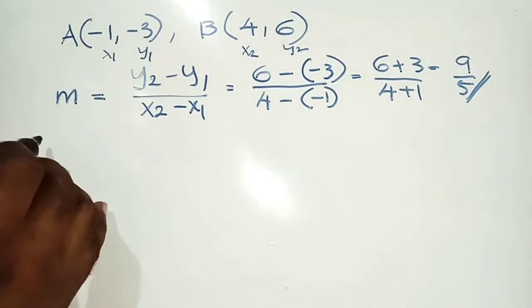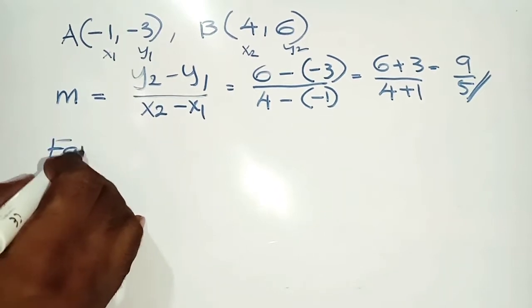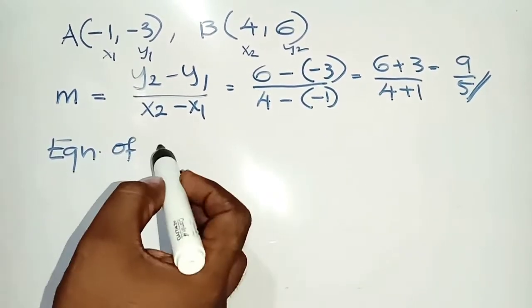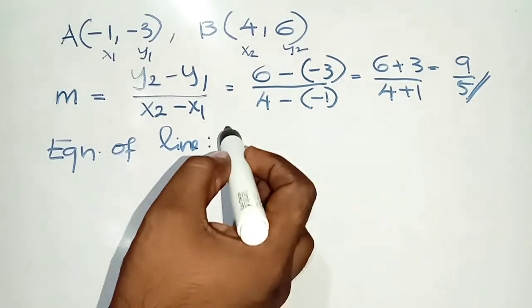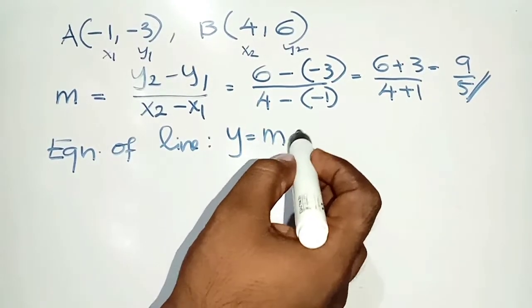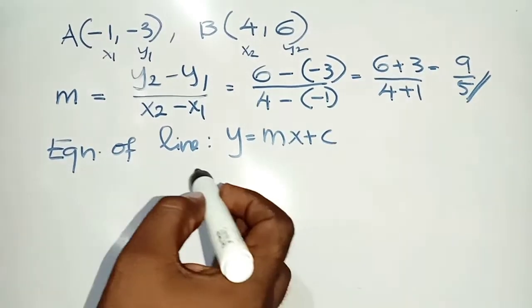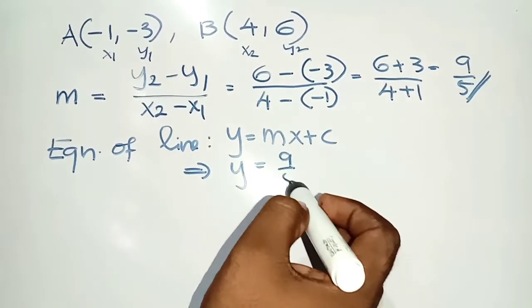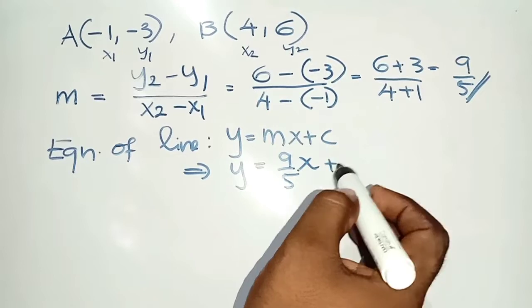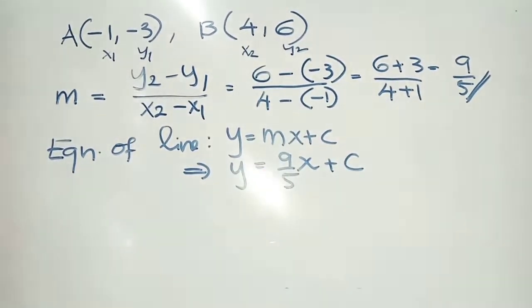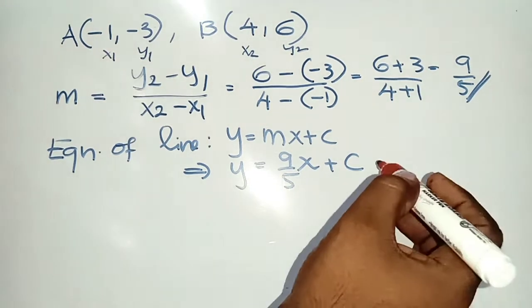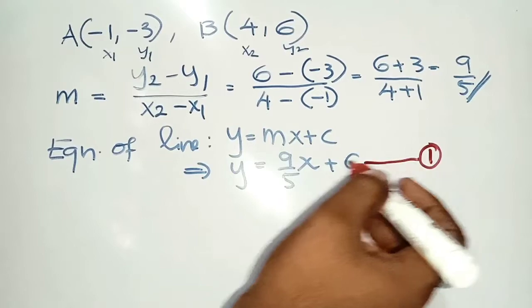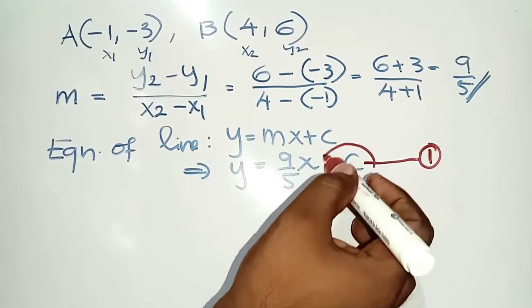So we'll write the equation of the line now. Therefore, the equation of the line is y equals mx plus c. It implies y equals 9/5 x plus c, because m is 9/5. Okay, now our next task is to find the value of c. In this equation, we have to find the value of c.